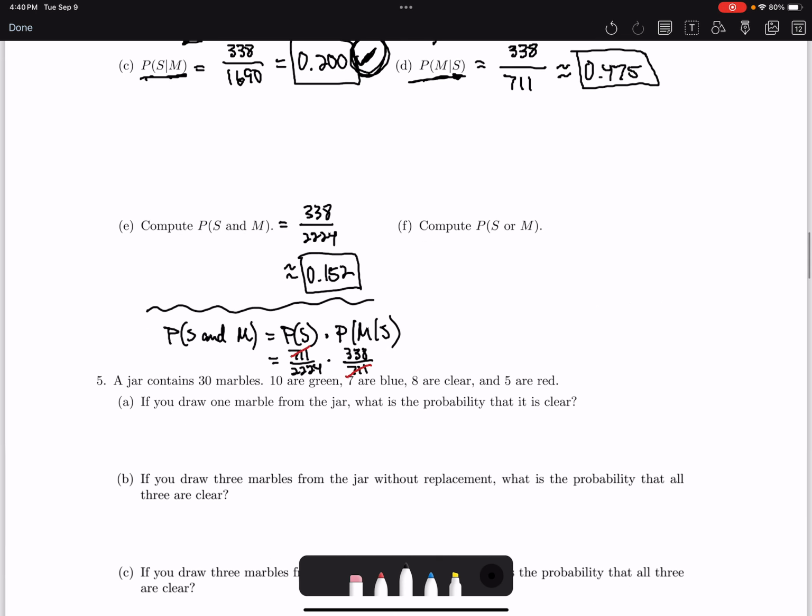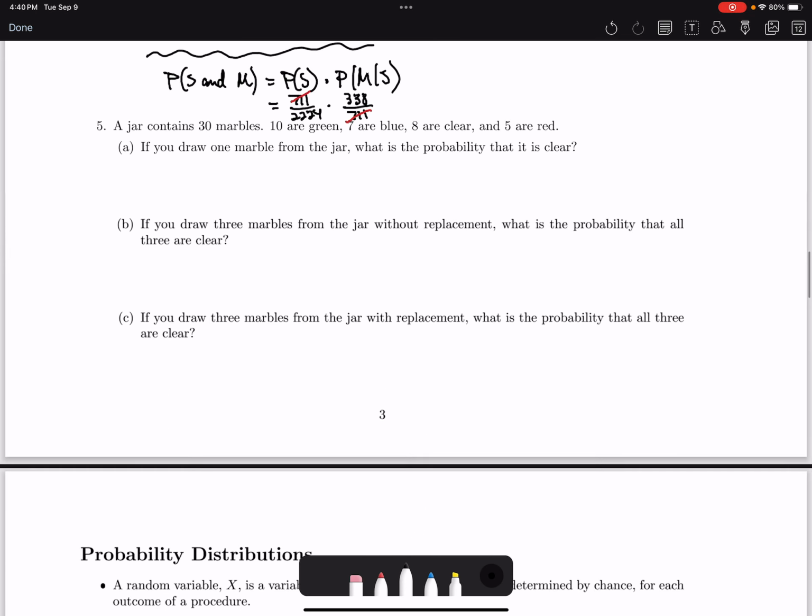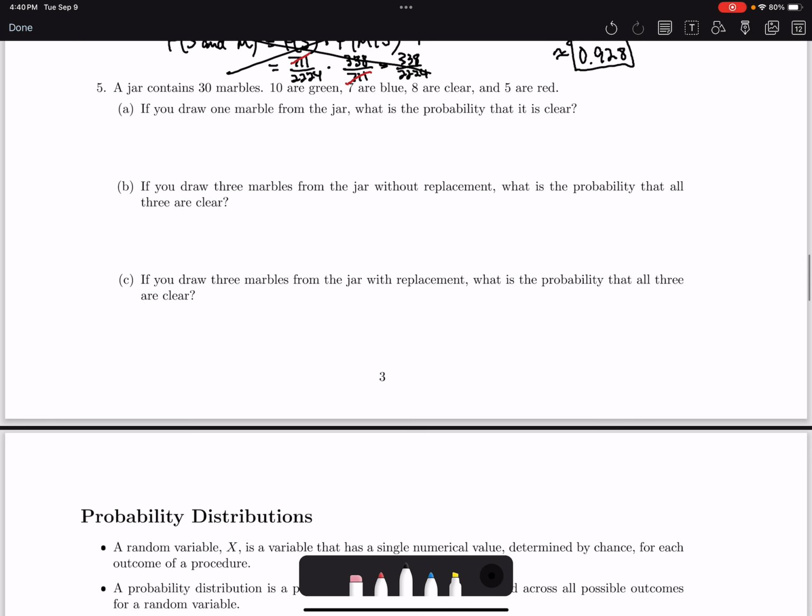Alrighty. One more example of basic probabilities, and then we'll talk about some probability distributions. This one says a jar contains 30 marbles. 10 are green, 7 are blue, 8 are clear, and 5 are red. If you draw one marble from the jar, what is the probability that it's clear?